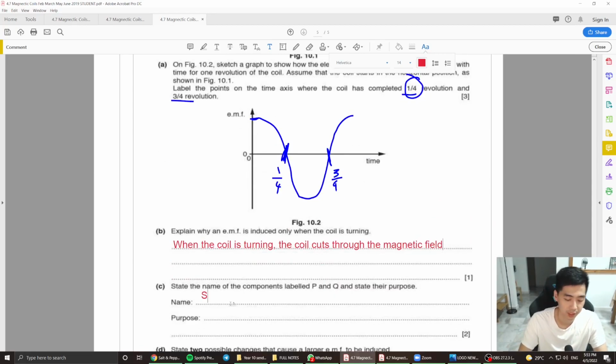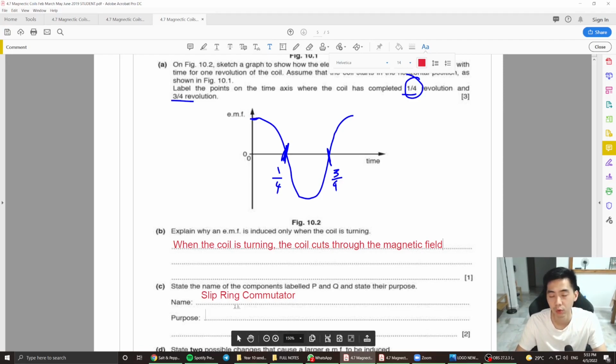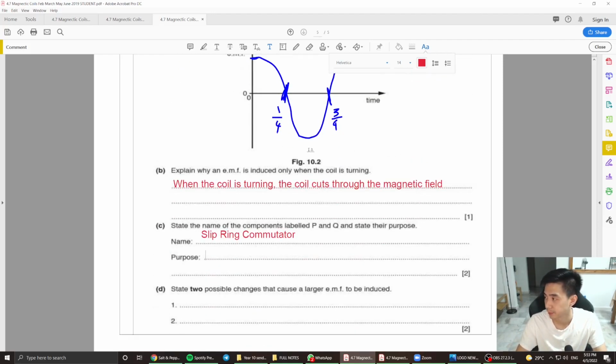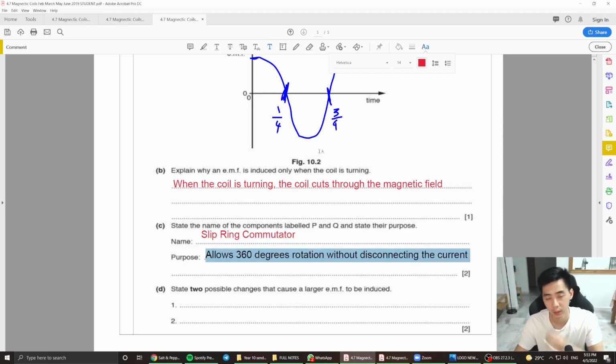PQ is obviously a slip ring here. Slip ring commutator. If you write slip ring, it's good enough as well. If you write commutator, it's better. The purpose is to allow the coil to continuously rotate in 360 degrees even with the current. So if I were to structure this, I'll probably say something like: allows 360 degrees rotation without disconnecting the current. Okay, allows 360 degrees rotation without disconnecting the current here.